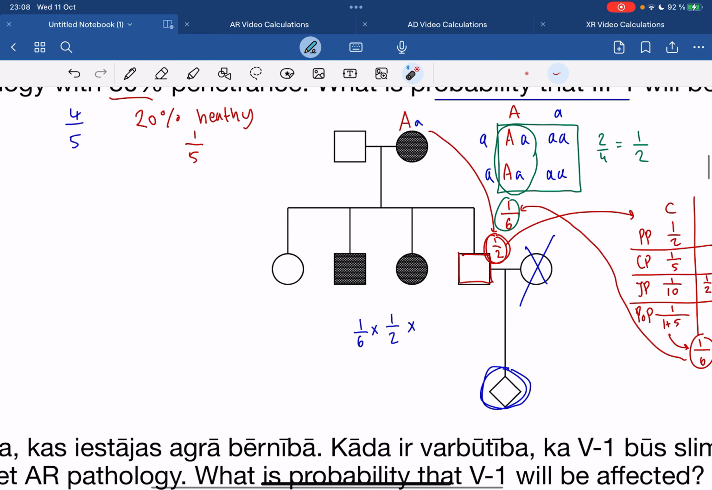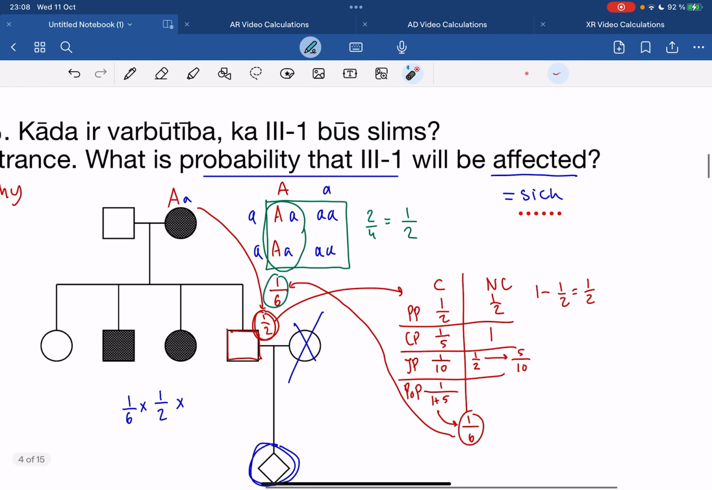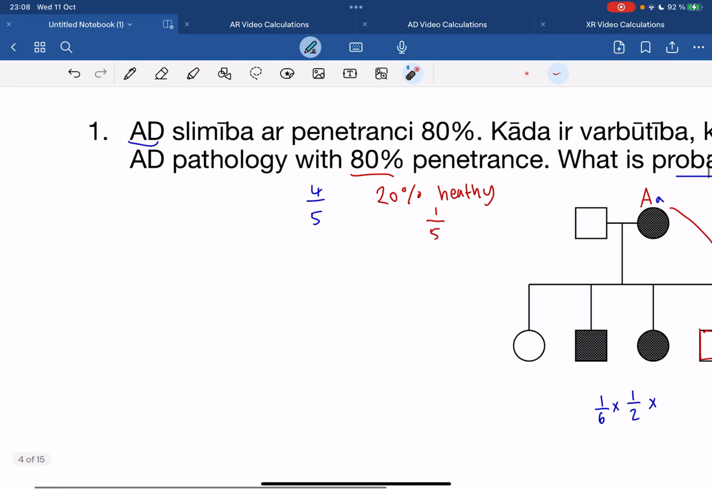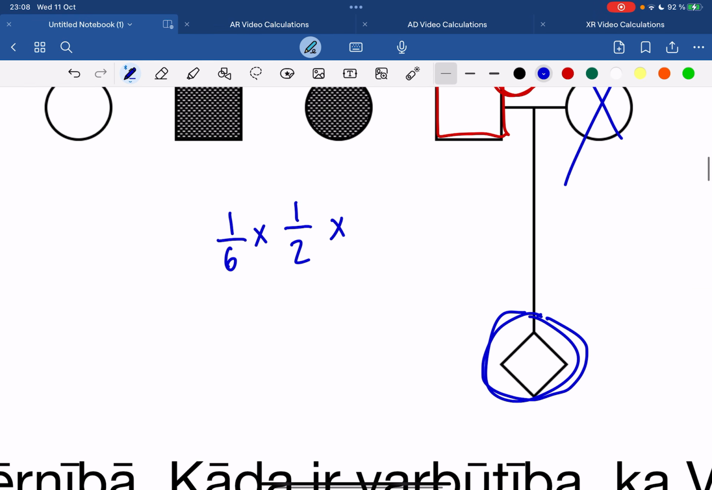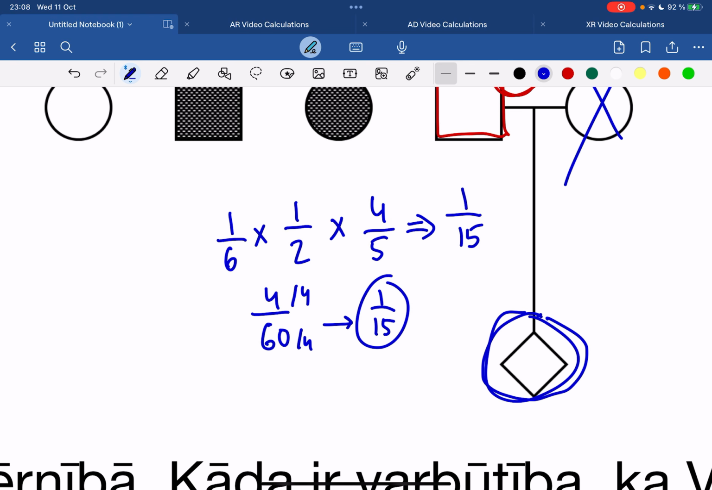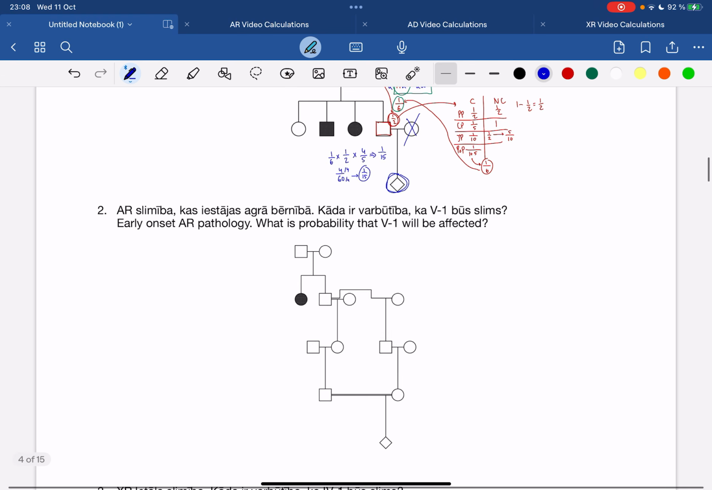And then times what? Times, because we want to know if this person will be affected, then he has to be part of the 80% of the penetrance. So it has to be 4 in 5. And this is equal to approximately, I think it's 1 in 15. You can also do the math and you will receive something along the lines of 40 over 60, and then if you divide it by 4, you would get 1 out of 15. There we go. That's the first question.